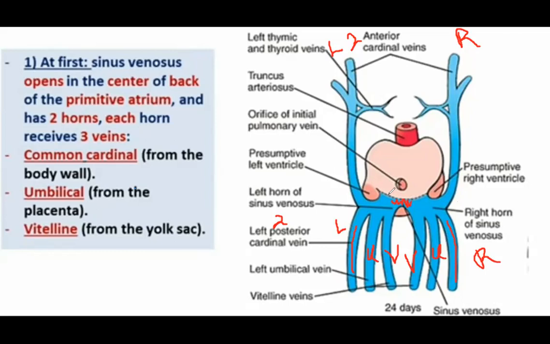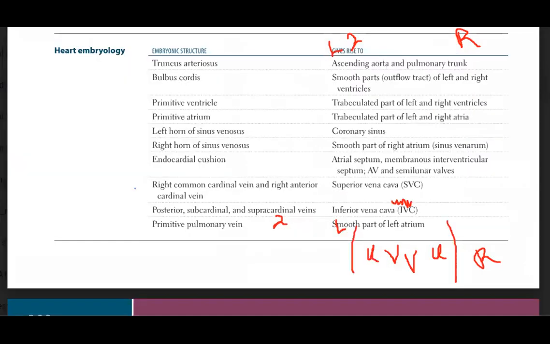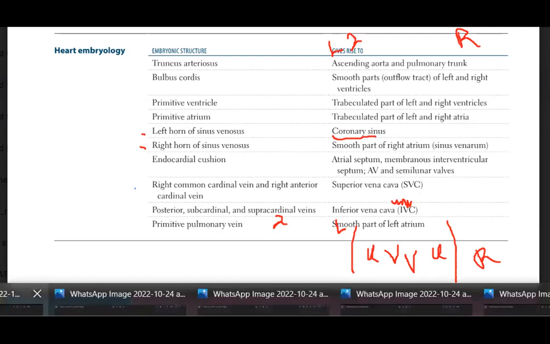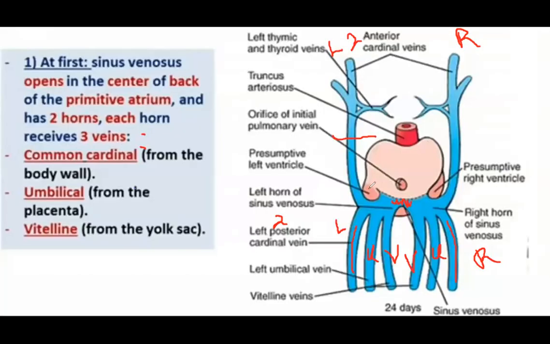We read in the First Aid that of the left horn of sinus venosus and right horn of sinus venosus, the left horn gives rise to the coronary sinus, whereas the right horn gives rise to the smooth part of the right atrium. Okay, so now we will see how it is happening.